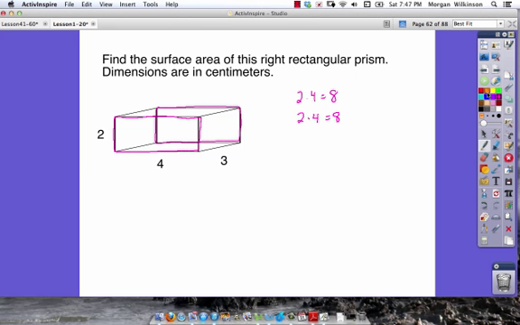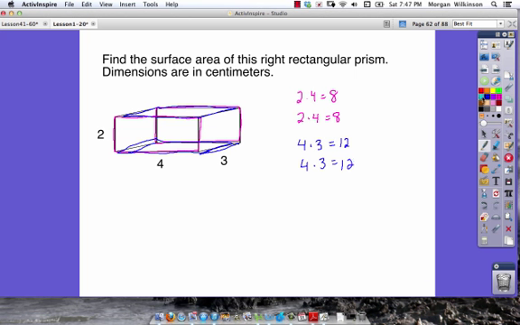Now let's look at another piece of this right rectangular prism. Let's take the top, outline the top. There it is. We're going to outline the bottom. The bottom, you can see, has a length of 4 and a width of 3. So the bottom is going to be 4 times 3 for the area, which is equal to 12. And the top is going to be the same, 4 times 3, which is equal to 12.